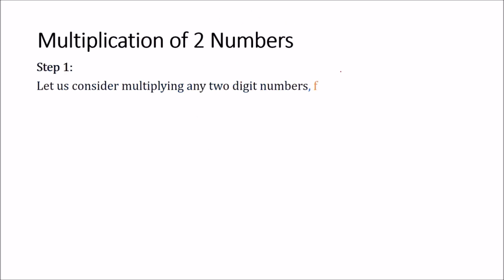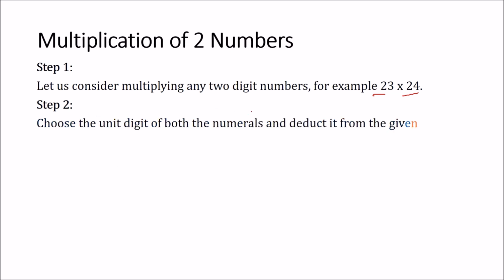Then multiplication of two numbers. How are you going to do that? See, let us take an example first. 23 into 24. What you are going to do is choose the unit digit of both these numerals and deduct it from the given numeral, like 23 minus 3. 3 is the unit place. So 23 minus 3 is 20. Again 24. Unit place number is 4. 24 minus 4 is 20.